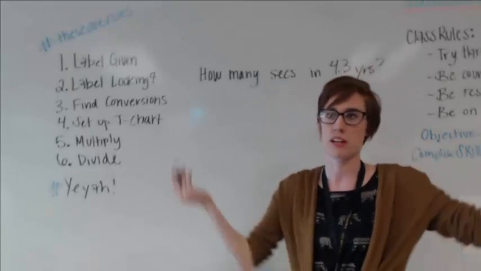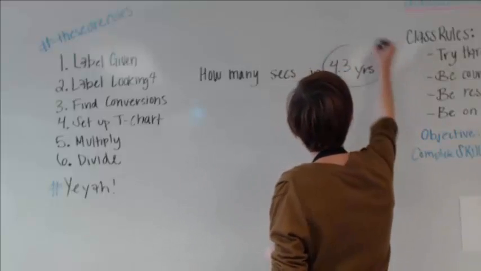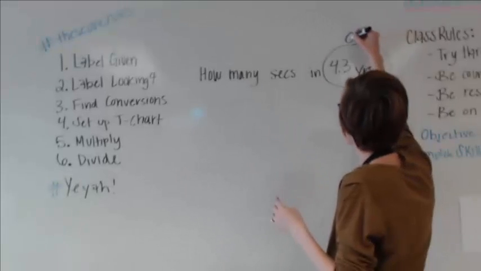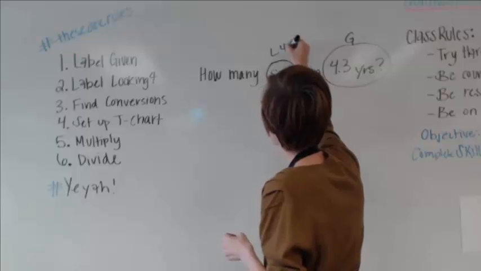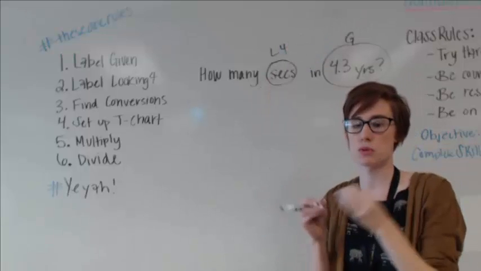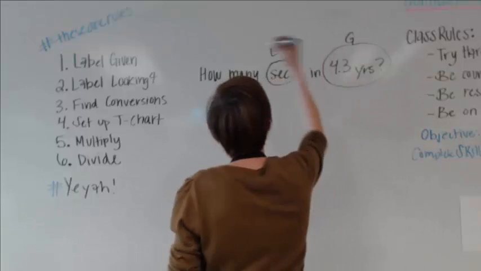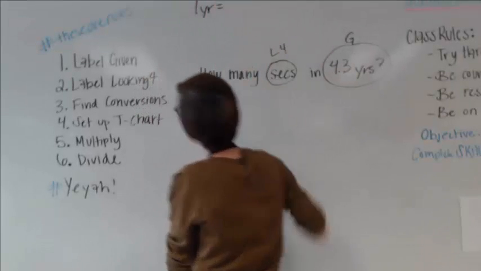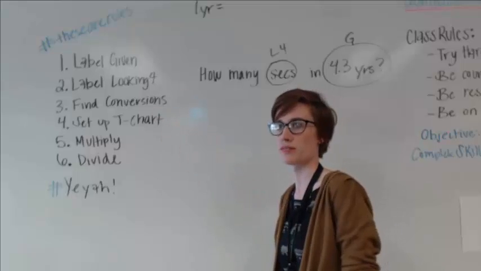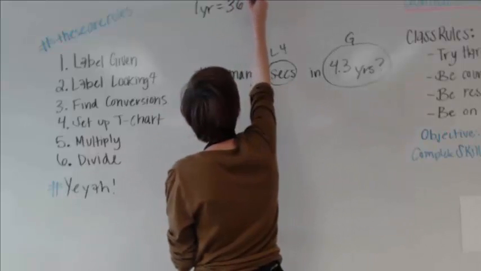You'd be like, well, first off, I'm going to label my given. That's the number you're given, so we label it G. And then we label our looking for, which is seconds. That's what we want to go to. Find a conversion factor that goes between the two. The first one I can think of is, okay, so we're starting with years. So 1 year is equal to how many days? That's shorter. So 365 days.